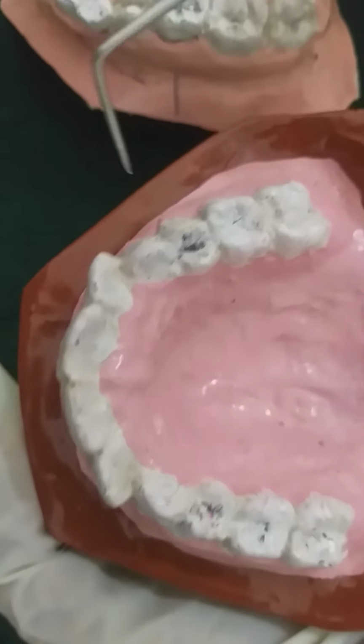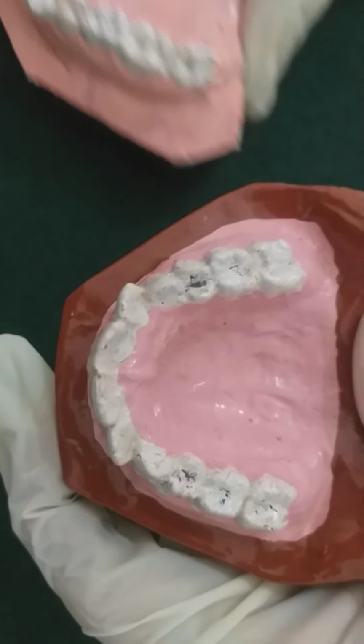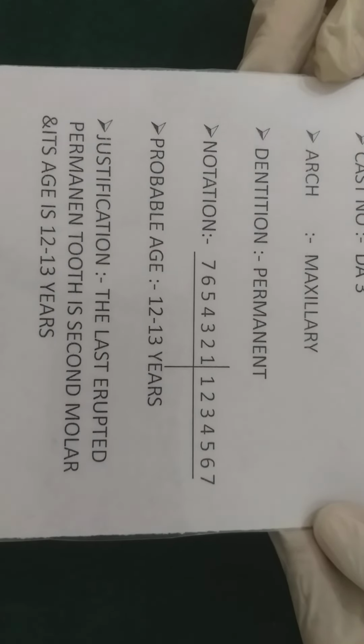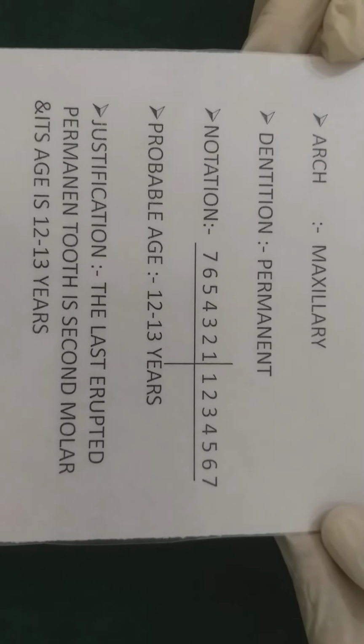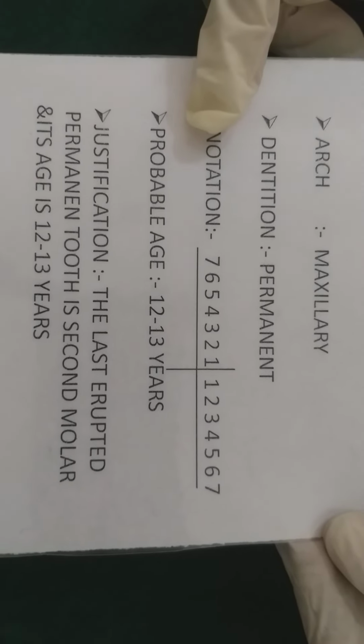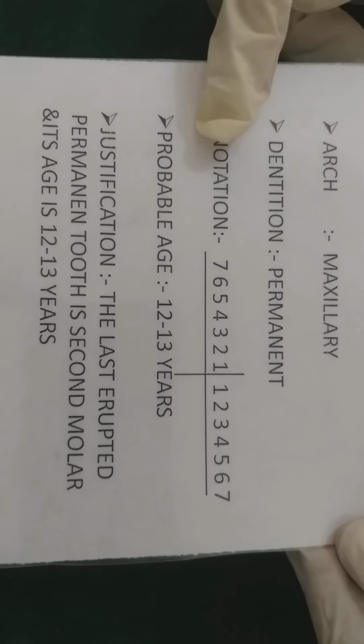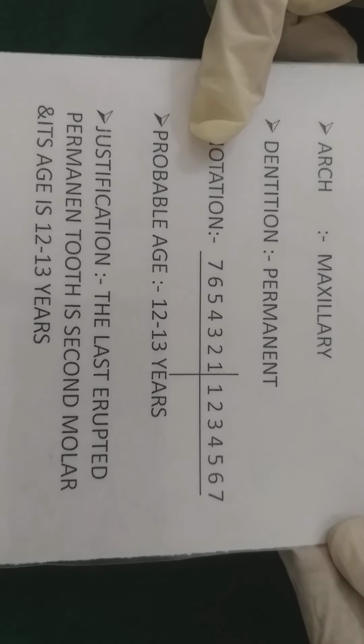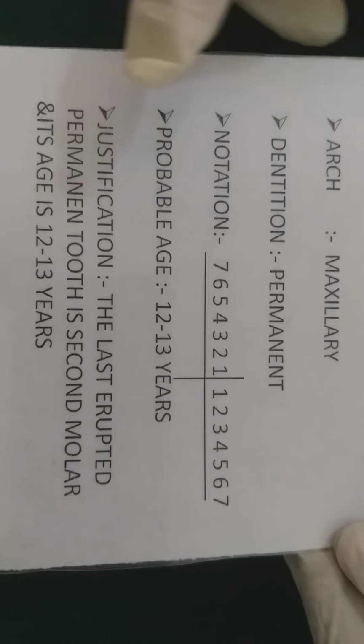So in this way you are supposed to answer and write all the questions in 5 points. This is the way you should write your answer for every cast to get 5 marks. Every point gives you 1 mark. You are supposed to write the correct arch, 1 mark, dentition 1 mark, notation in any one system. It is not necessary to write only in the Palmer system. You can write it either in the FDI or Palmer, but don't use universal. It is a discarded system.